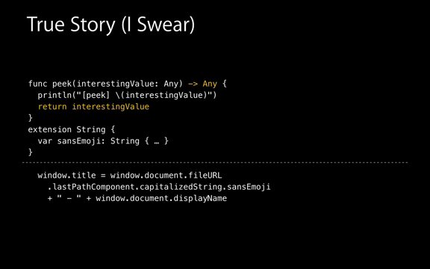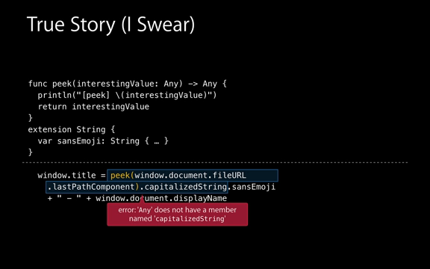Aha, thought Krusty, I know what I'll do. I'll return the interesting value from peek, and then I'll be able to insert a call to it right in the expression, which was an awesome idea. Except that doesn't work. So you see, using any throws away the stringness of the argument. So of course the compiler doesn't know what's coming out of that peek function. Could be an NSDocumentController delegate, or it could be an int, or it could be a string. At the call site, the compiler only sees that signature.